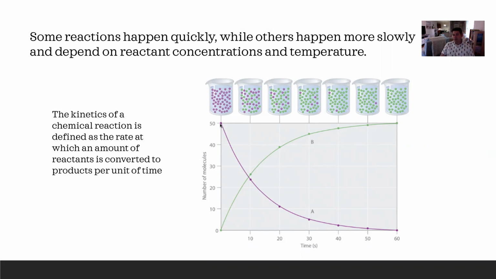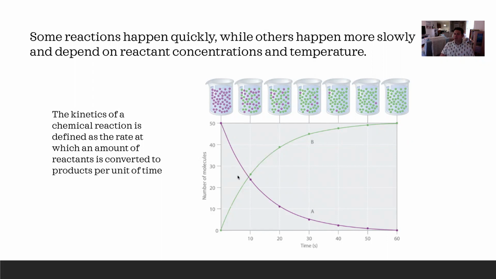All right, so what we have in this graph, the kinetics of a chemical reaction is defined as the rate at which an amount of reactants is converted to products per unit of time. The purple is representing the reactants, and we start out with a high concentration, and as the reaction proceeds, it declines to a point where we eventually have no reactants left. Now, the products start out at 0. We don't have any of the green initially. We make a lot, and then it moves on.